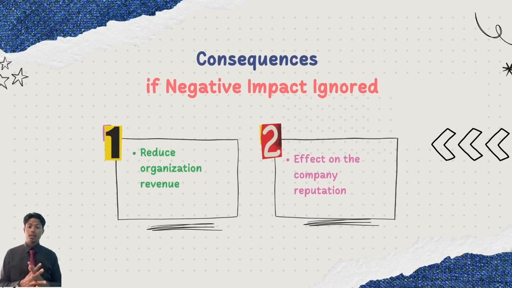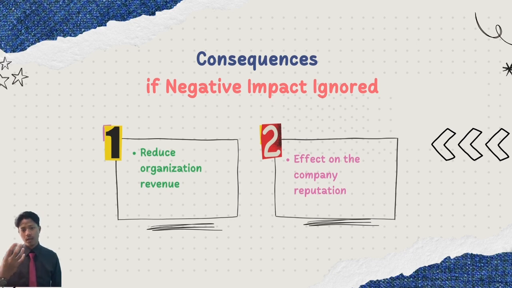So let's jump into the second presentation, which is the consequences if the negative impact is ignored by the company. We have learned and heard about the negative impact from the employee side and the negative impact from the organization side. There are also consequences that will happen. The first consequence is reduced organization revenue. Why is reduced revenue a consequence for the company? It is because the negative impact is a cost, the expenses of the company that they need to pay.